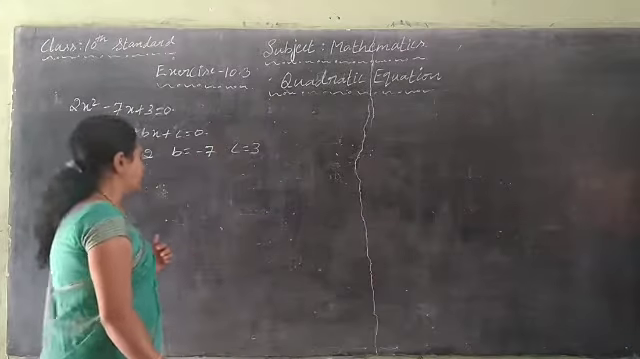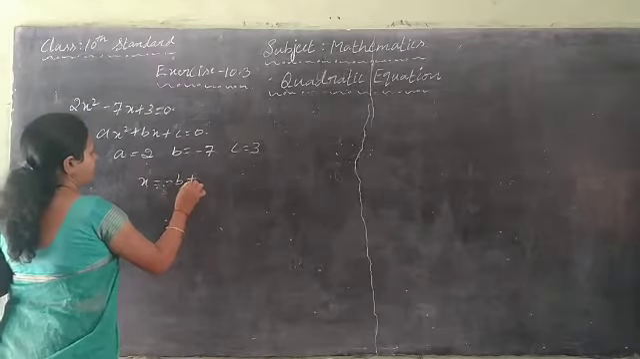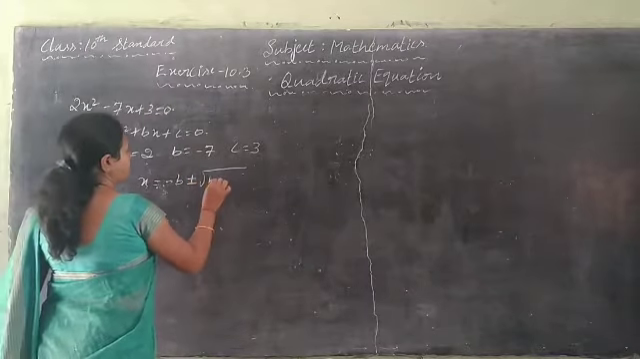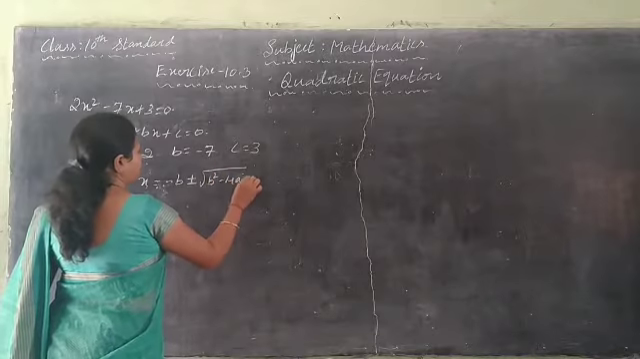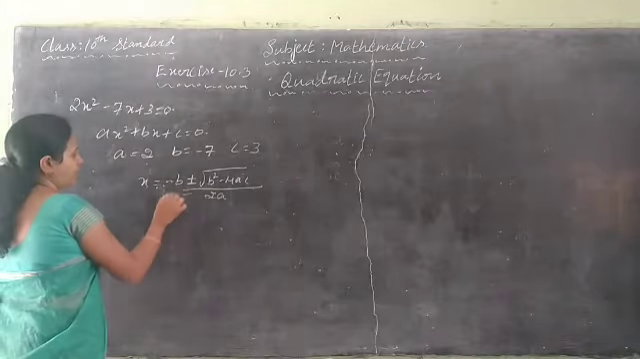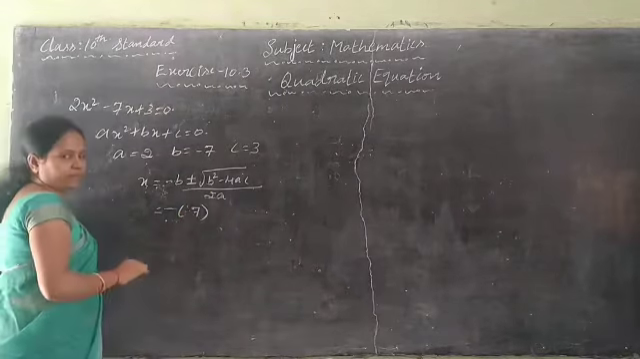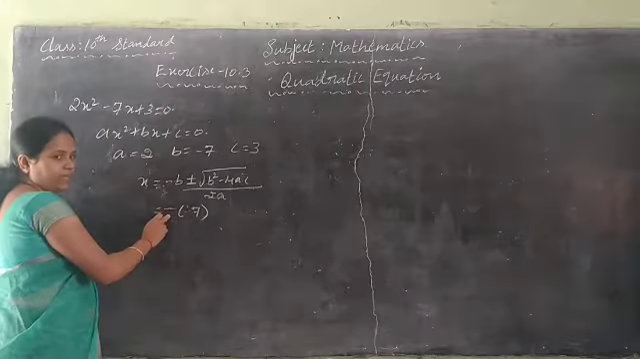Right. Now we write the formula, that is x is equal to minus b plus or minus square root of b square minus 4ac divided by 2a. Right. On the minus side, the b value is minus 7. Write the b minus side, children.